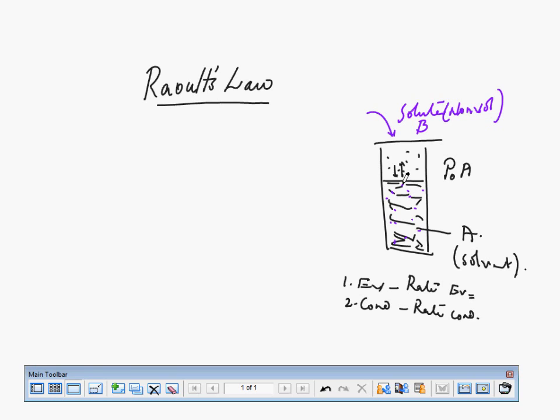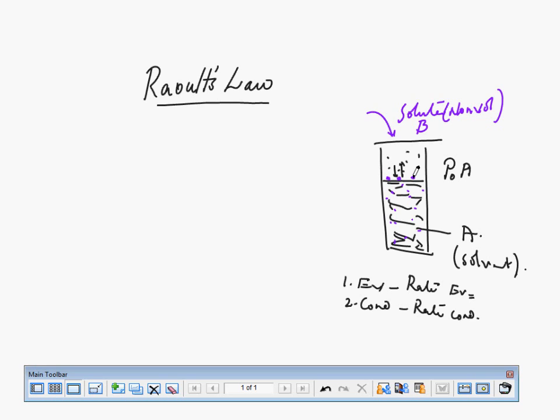What will happen to P0A now? Will it be more or will it be less? It will be less. Why less? Here vapor pressure initially was P0A, which represents vapor pressure of the pure solvent. Now we added some solute in it. When a solute is added, vapor pressure reduces. Why does it reduce? Because these solutes will occupy the surface. It will mask part of the surface. Your rate of evaporation will come down. Therefore, vapor pressure will also come down.